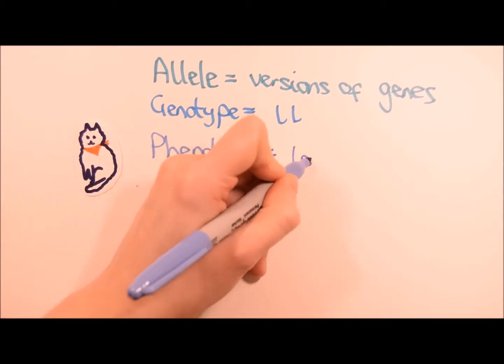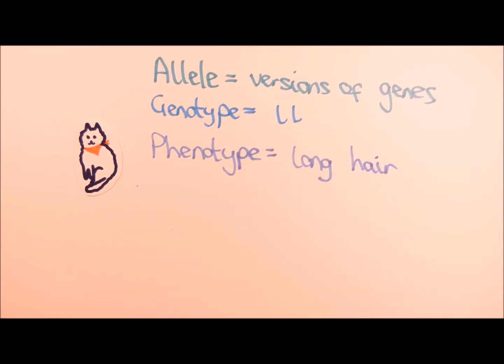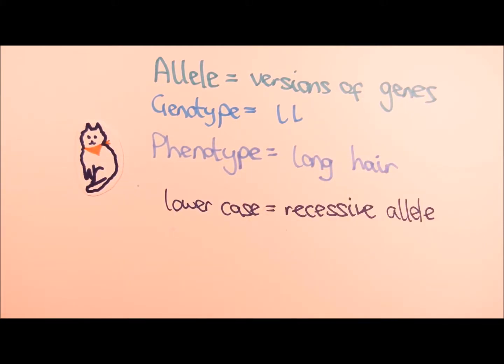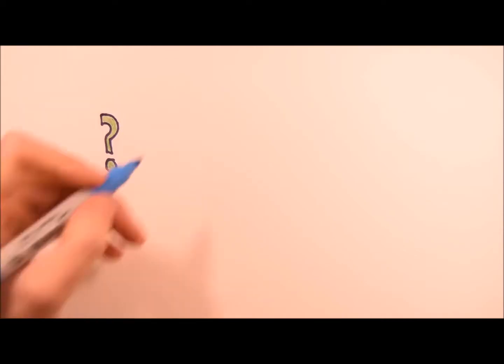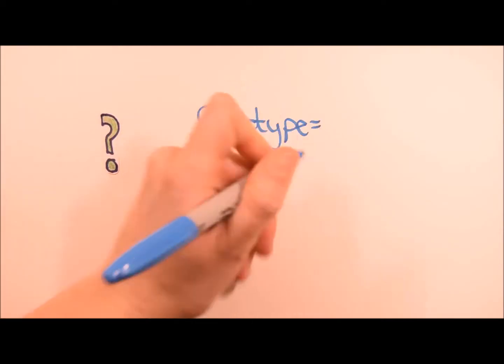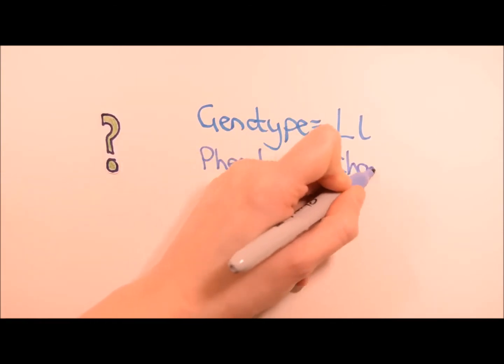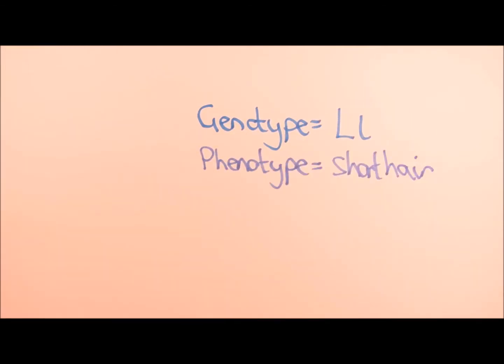Phenotype means what trait is actually expressed and what you can observe, and in this case that's long hair. I've deliberately used lowercase here because this indicates that the allele is recessive. This means that 2 copies of this allele need to be present for that phenotype to be observed. If another cat had 1 copy of the short-haired dominant allele and 1 copy of the long-haired allele, that cat would have short hair. Punnett squares can be used to predict the genotypes of offspring from breeding.